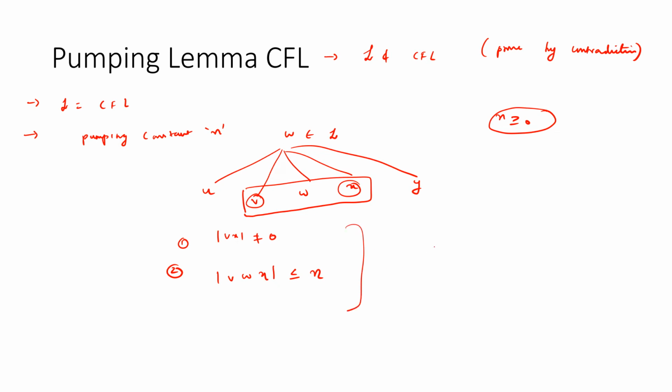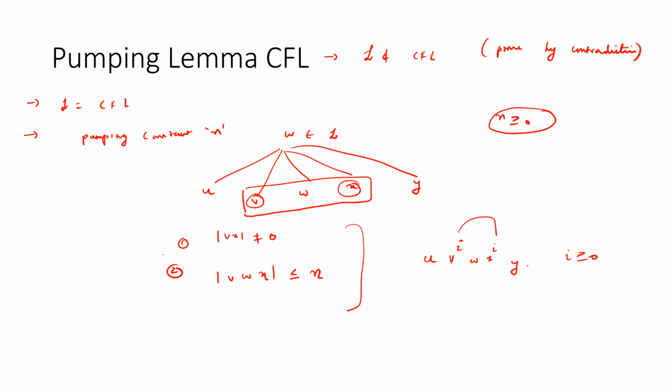Now the pumped string is going to be of the form u v^i w x^i y. Earlier you pumped y; here you pump the partitions v and x, and both these partitions you pump the same number of times, where i is greater than or equal to 0. Okay, I think now you can relate why we have this.